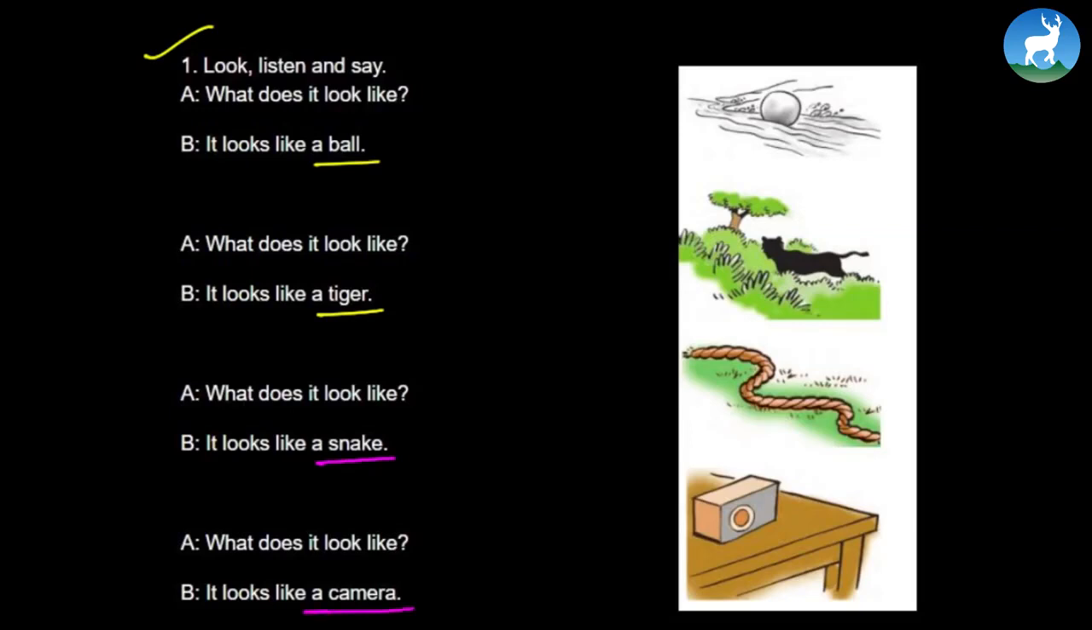So we're going to make comparison. That's the purpose. We are going to make comparison between two objects. Usually the dissimilar object. So this rounded piece object is compared with a ball. This animal is again compared to the tiger. This rope is compared to the snake. And this box is compared with a camera. So that's what we are going to do. We are going to make comparisons.